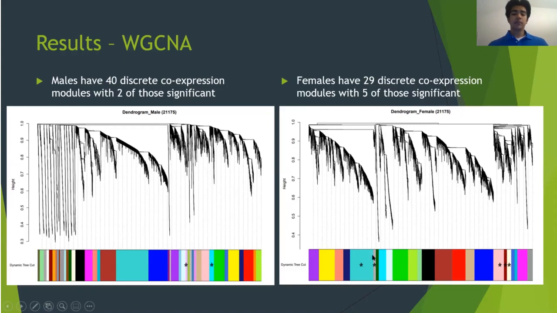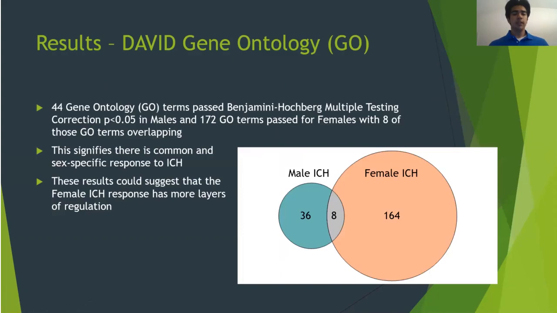Although these modules might seem small, most of these modules are at least 500 genes, with this turquoise module being over 2,000 genes. So once we have the list of genes in the significant modules, we then inputted these significant modules into DAVID gene ontology. And our gene ontology analysis for males yielded 45 gene ontology terms that passed Benjamini-Hochberg multiple testing, with 172 gene ontology terms passed for females.